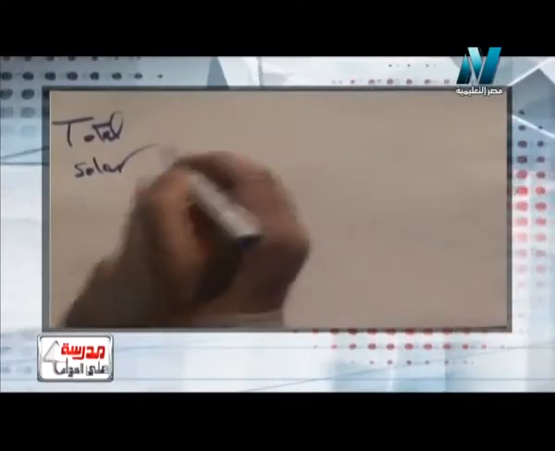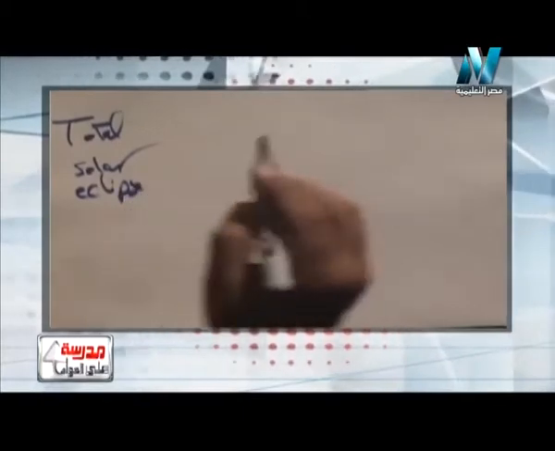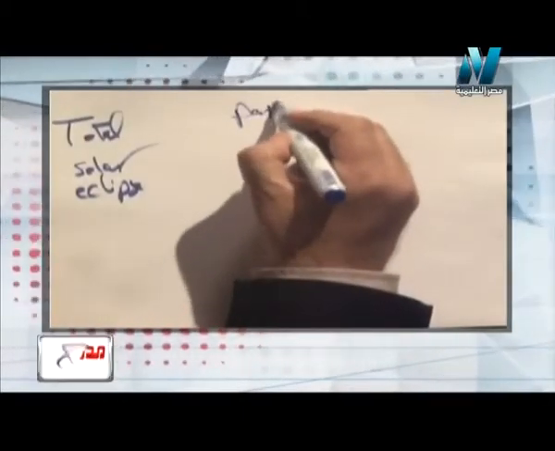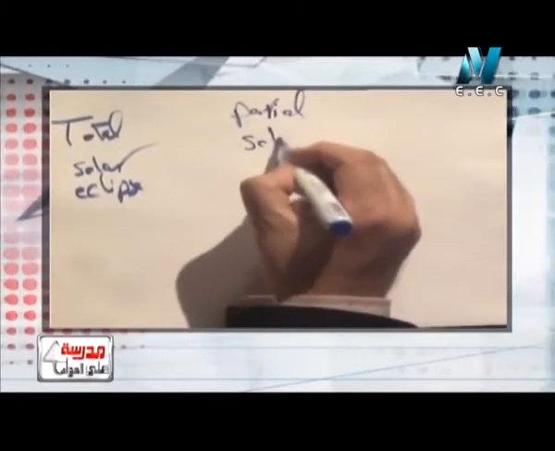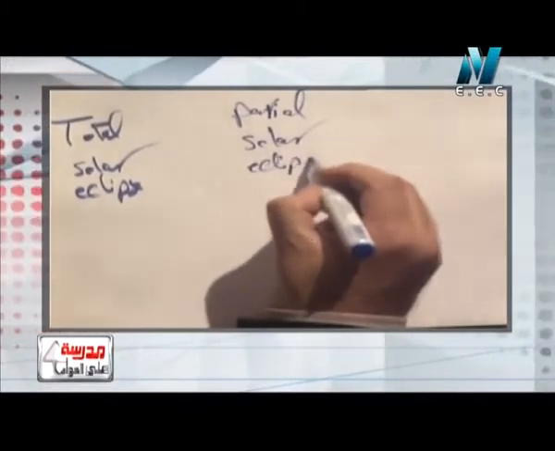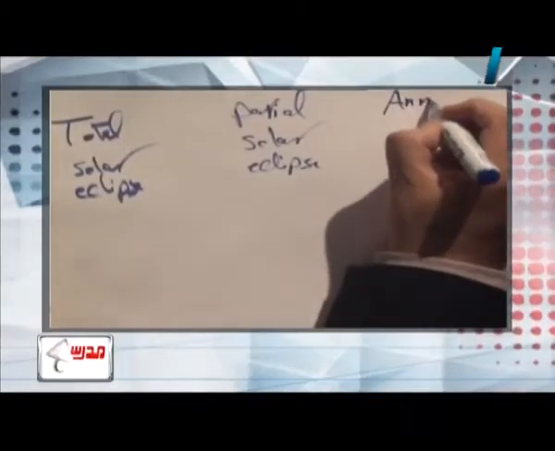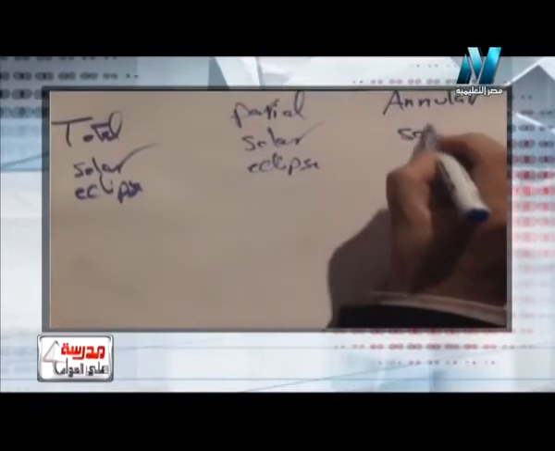today, which are total solar eclipse, partial solar eclipse, and the last one is annular solar eclipse.